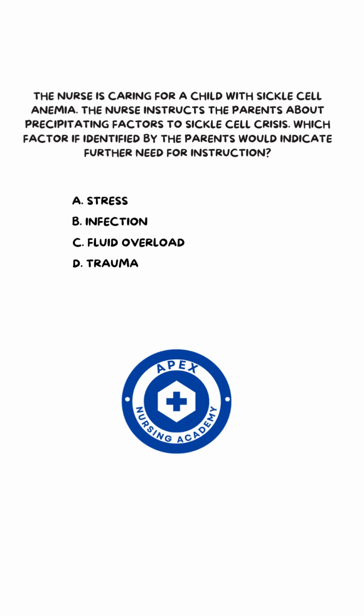The nurse is caring for a child with sickle cell anemia. The nurse instructs the parents about precipitating factors to sickle cell crisis. Which factor, if identified by the parents, would indicate further need for instruction?